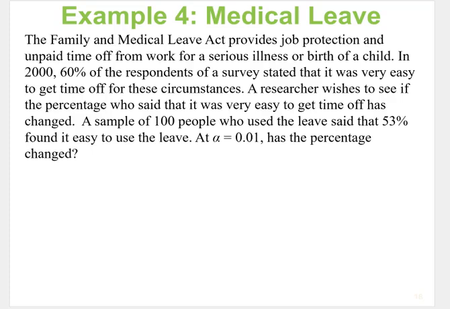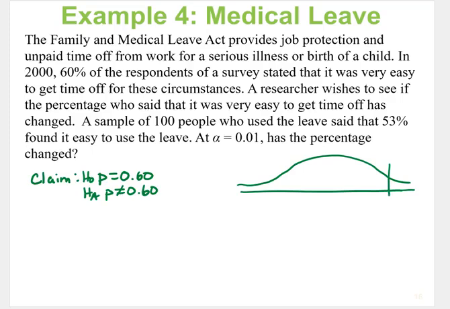If a researcher wishes to see if the percentage who said it was very easy to get time off has changed, they sampled. Okay, so let's back up a little bit. In 2000, 60% of respondents said it was easy to get time off. So there's my claim. We're trying to figure out, has it changed? The claim is that it's still p equals 60%, and that is my null hypothesis. My alternate hypothesis would be that p is not 0.6. So this is going to be a two-tailed event.